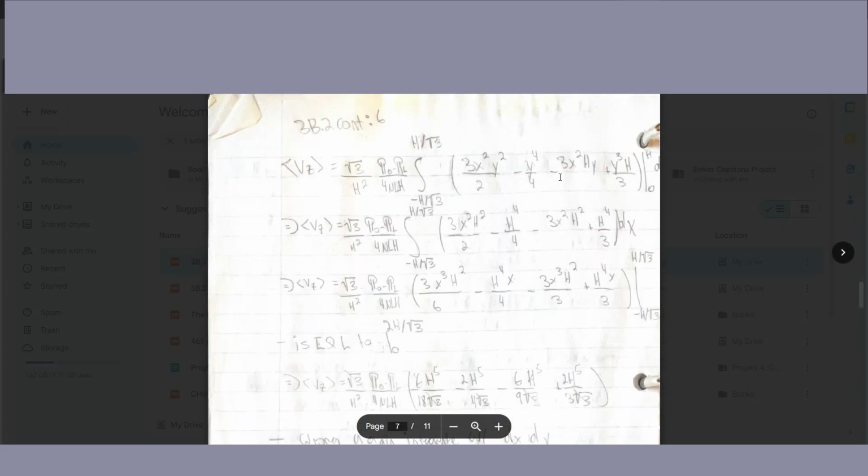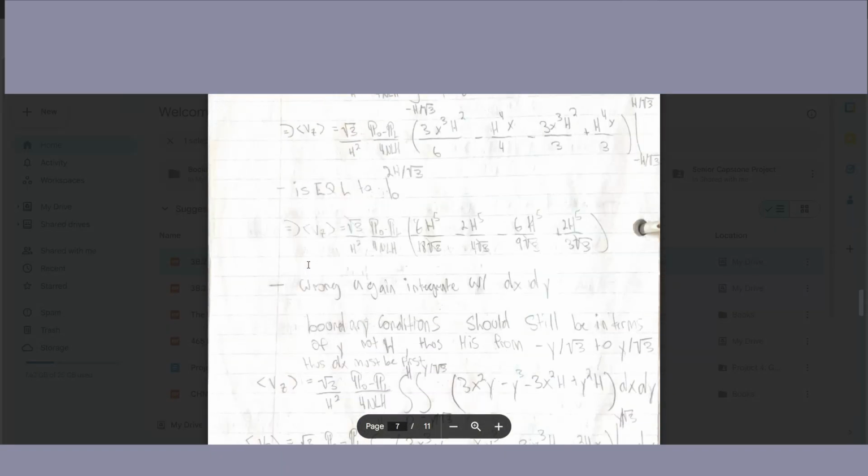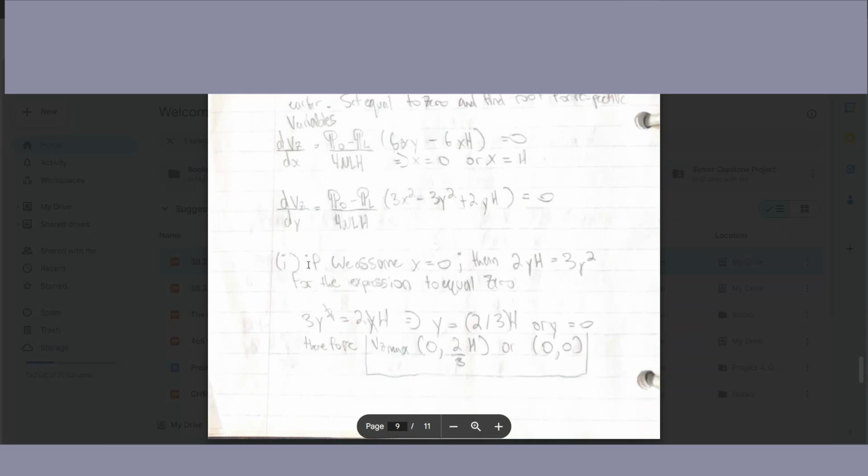Assume x equals 0. Why are we assuming x equals 0? Because we're assuming that the max velocity is going to be somewhere on this axis, since it's farthest from either of these two walls. It makes sense that you would make that assumption. Then 2yh equals, so we're saying x equals 0 here, and we're solving for y.